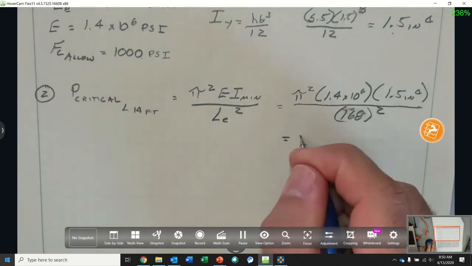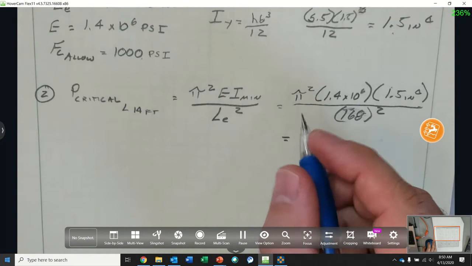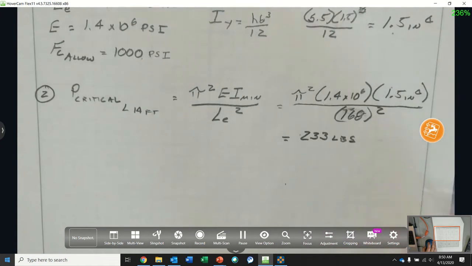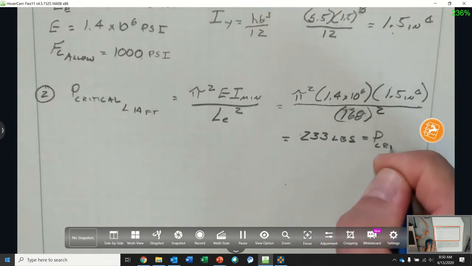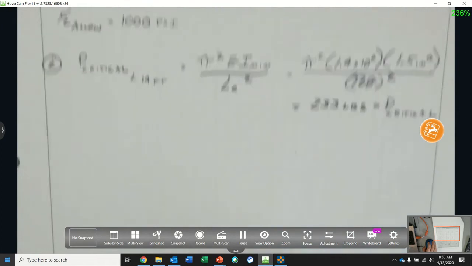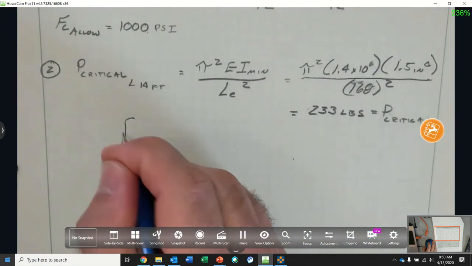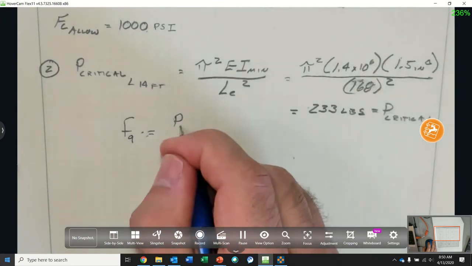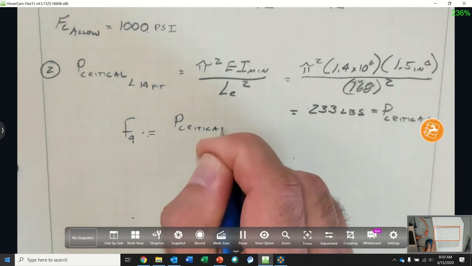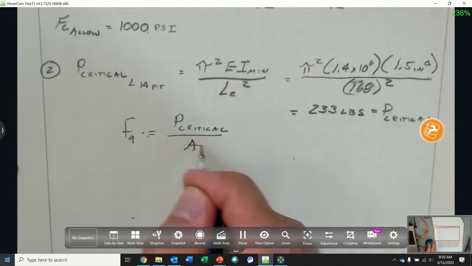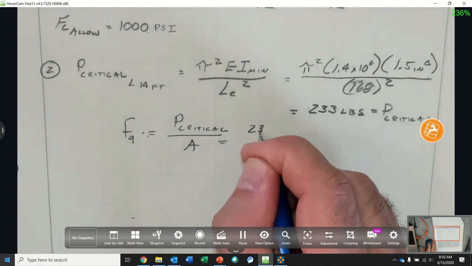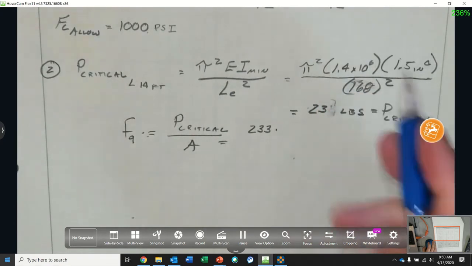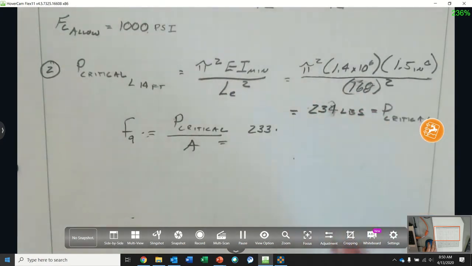So this equals 233 pounds, equals P critical at 14 feet. So let's calculate our actual stress, which equals P critical divided by our area. Actually, we'll round up to make it a worst case scenario. It's 233.7, so I'm going to make this 234.